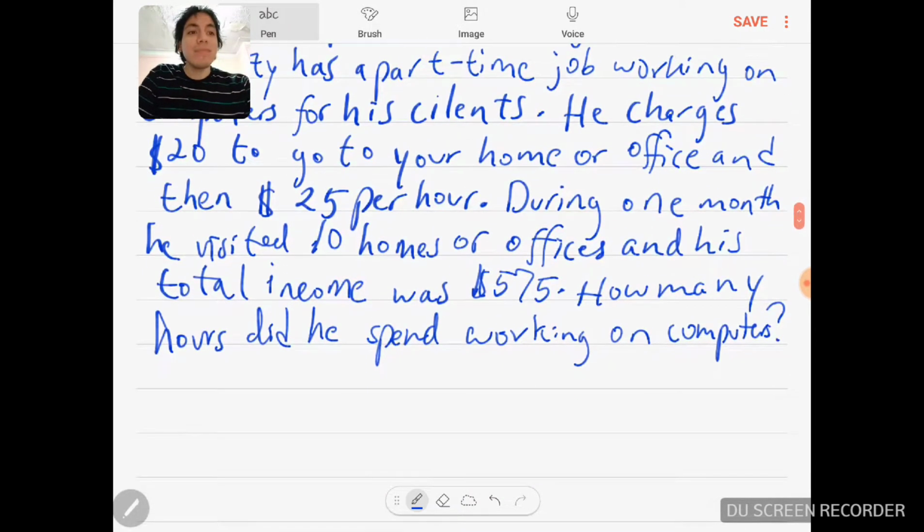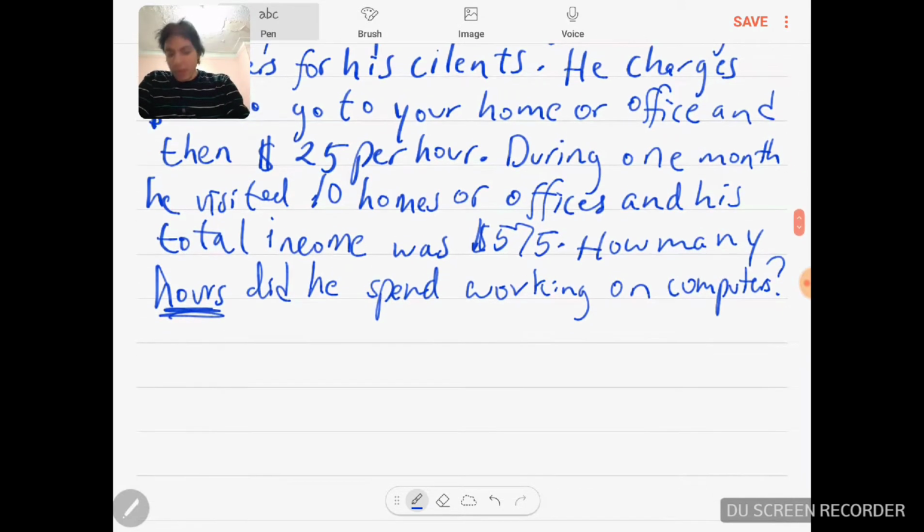Well, let's think. The question's asking for hours here. That's very key to remember. So first off, we already know this man charges $20 to go to a home or office, so we'll put the little dollar symbol there. And within this month, he went to 10 homes. So you could add 20 ten times, or you can just say 20 times 10.